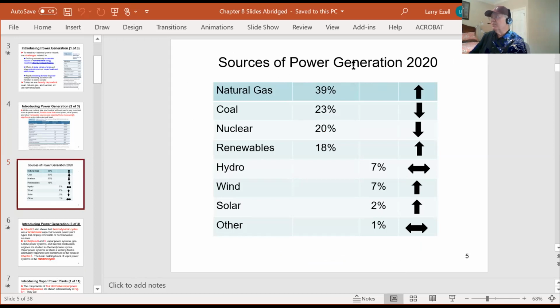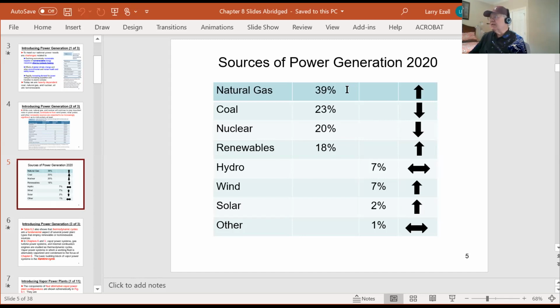Okay, here's the little chart I put together and updated just the other day. Here are our sources of power generation, the latest information I got from the web. Natural gas has moved up to 39% of our power generated, and it's increasing that percentage. Coal is down to 23% and decreasing. Nuclear is 20% and decreasing. Renewables are 18% and increasing.